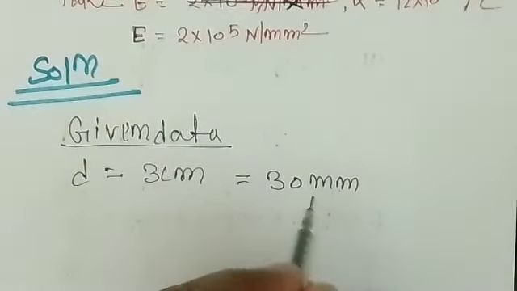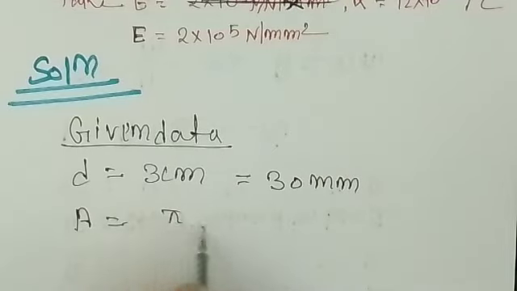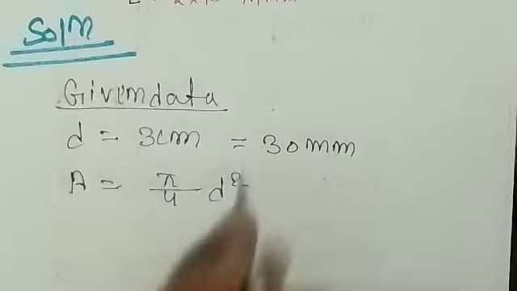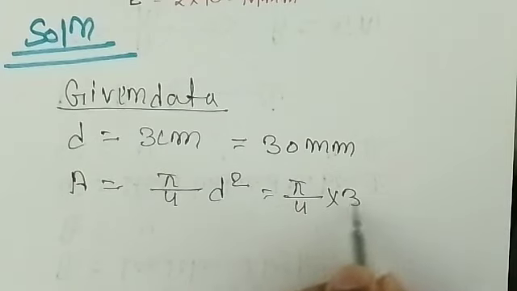Then you can find out the area itself. The area of the rod is pi by 4 into d square, which is nothing but pi by 4 into 30 square, right?